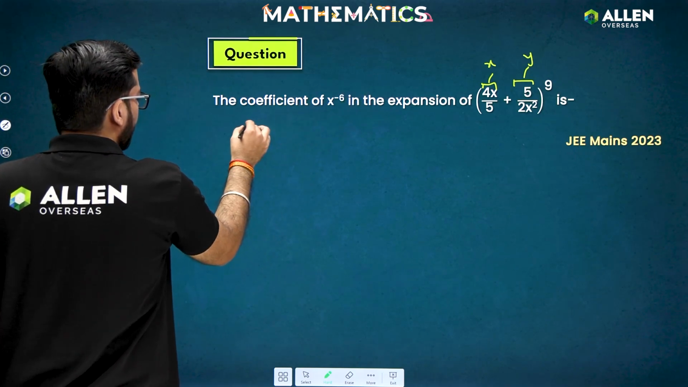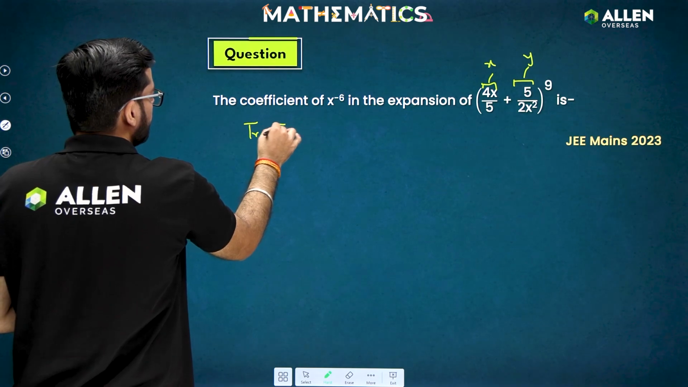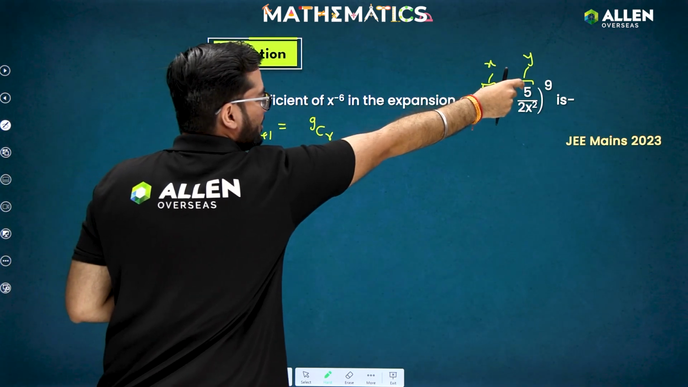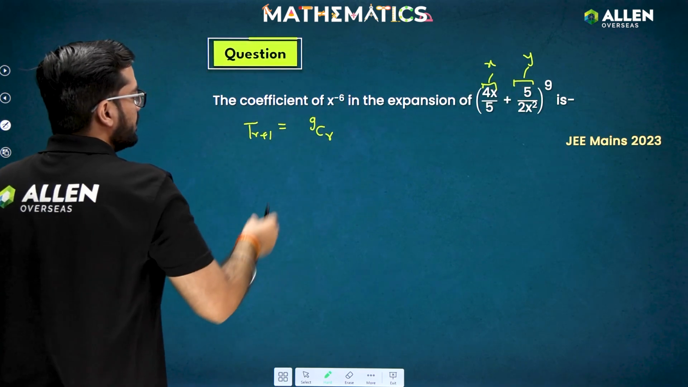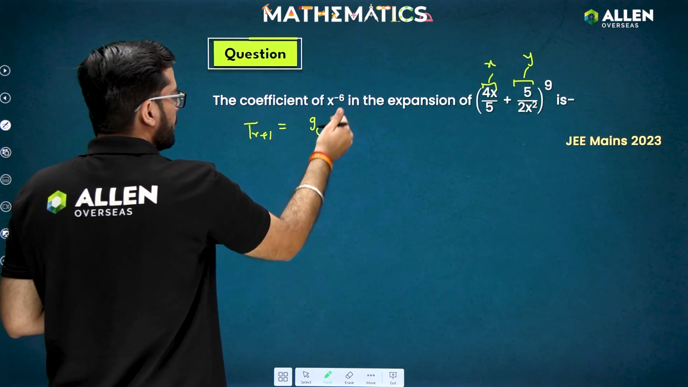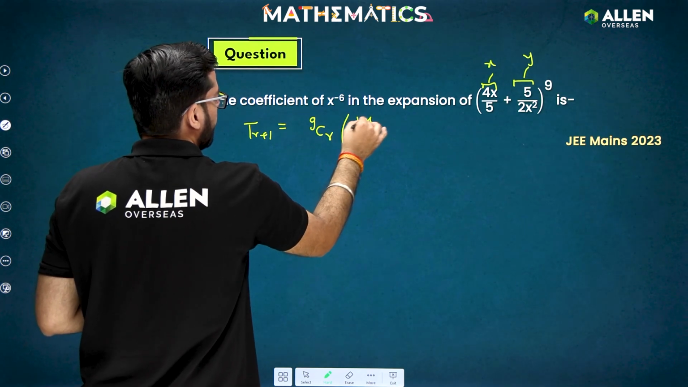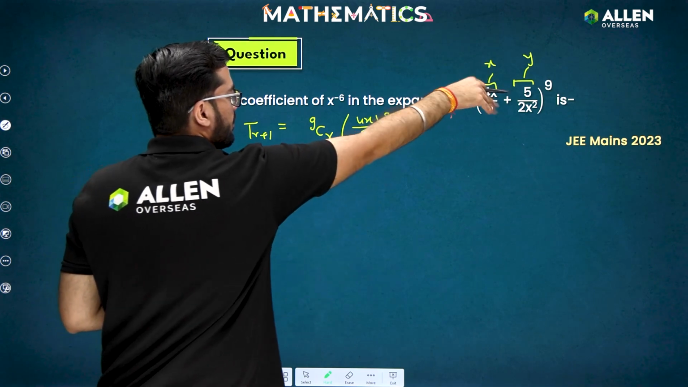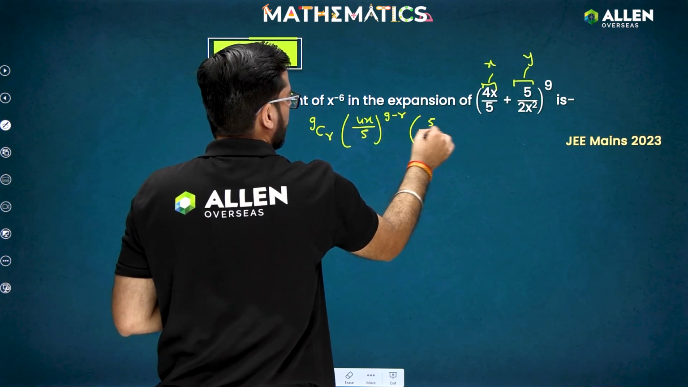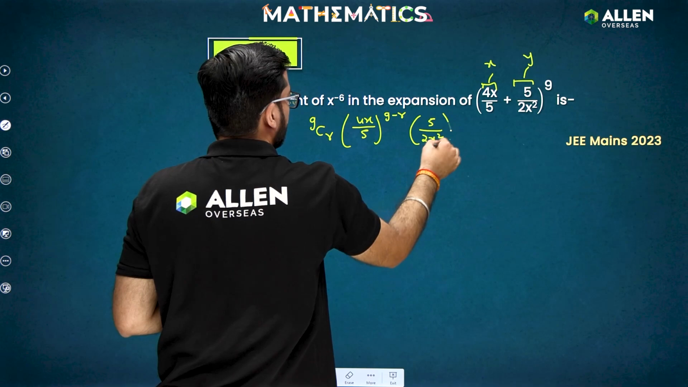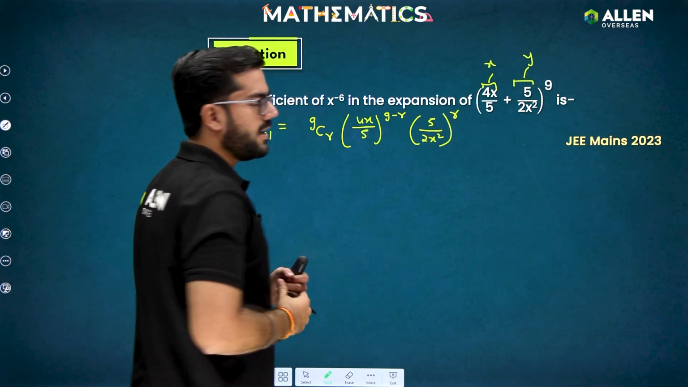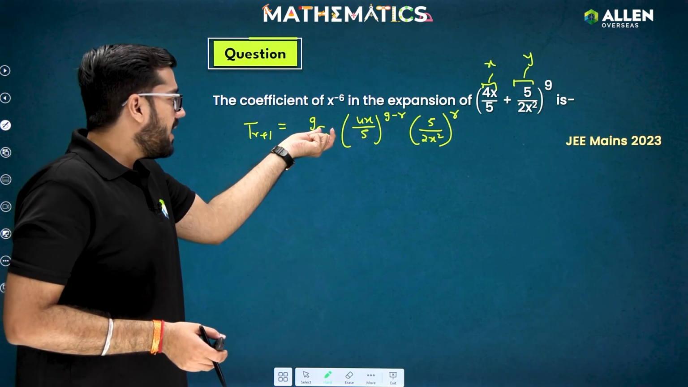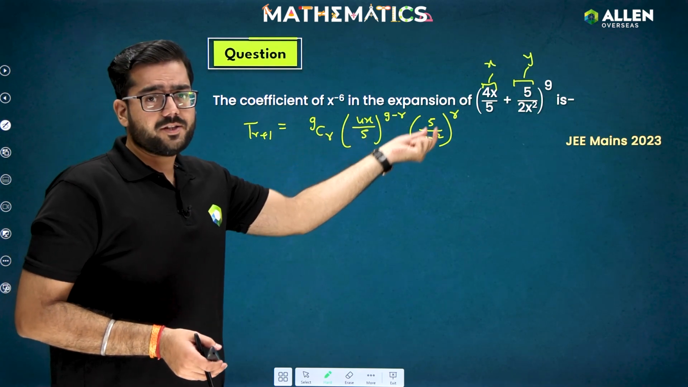So at the general term I can write nCr, and in place of n you can put 9, right? So nCr, then (4x upon 5) raised to 9 minus r. Similarly, (5 upon 2x square) whole raised to r. The simple thing which I have followed, I am again repeating here, that is nCr x raised to n minus r y raised to r.